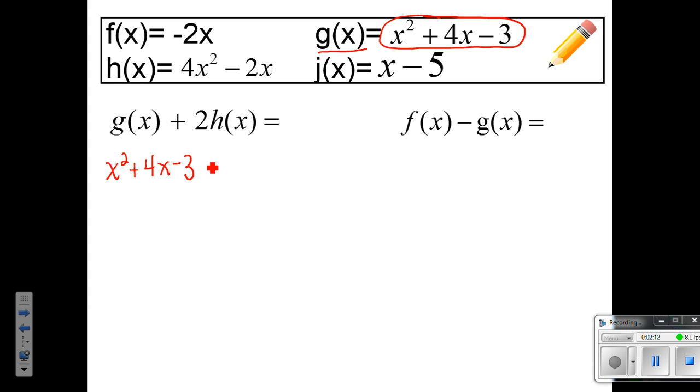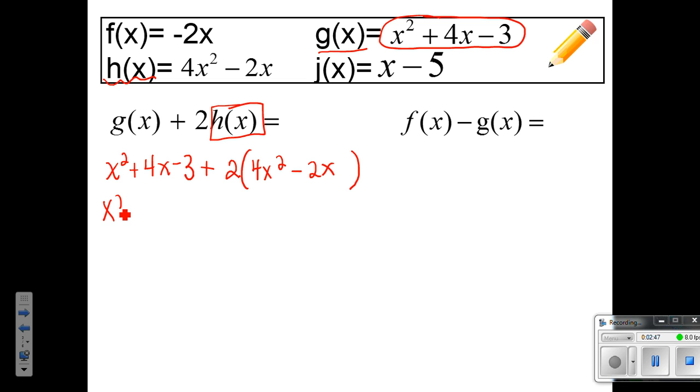Then it says plus 2 h of x's. So I'm going to go and get my h of x. I'm going to make sure that I put the 2 out in front, and I'm going to put the h of x in parentheses because it wants 2 times that amount. I'm going to make sure that I remember to multiply it by 2 because it says 2 of them. I'm going to do this problem by adding like terms and using the distributive property.